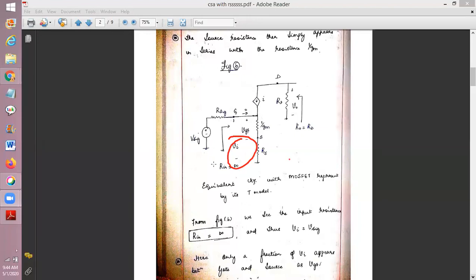Now we have to start analyzing to find the input impedance Rin. Please mark this. Here I have shown the arrow with 0. What it means? The current flowing through the gate will be equal to 0. Why is the current flowing through the gate equal to 0? Because the gate resistance RG is very, very high.